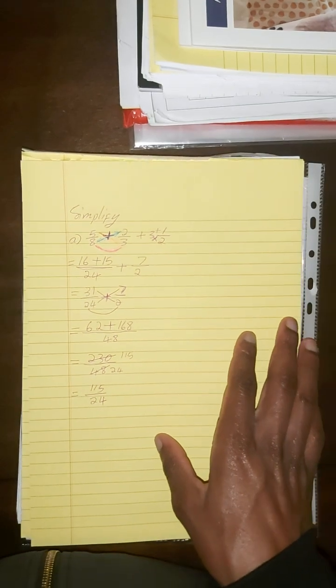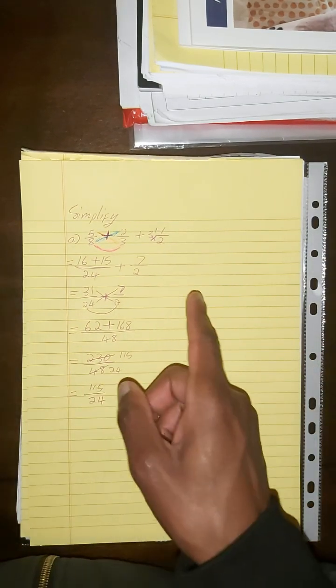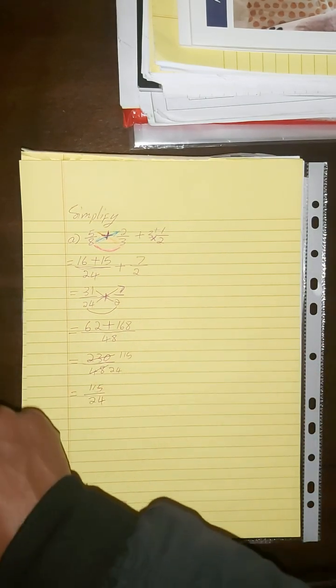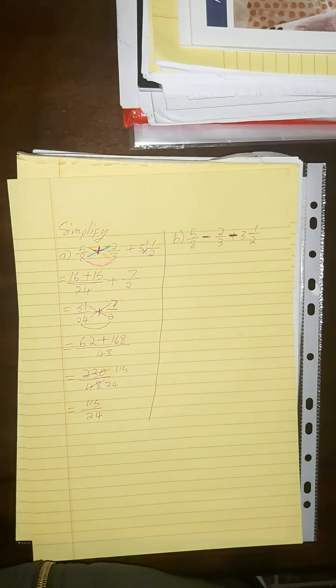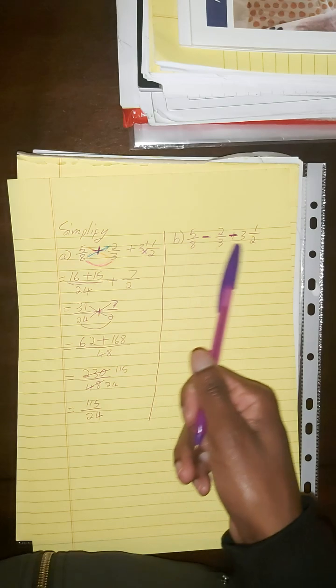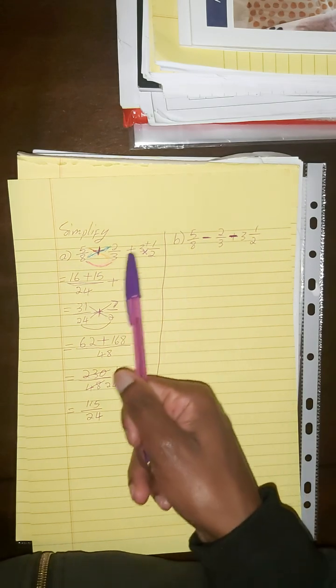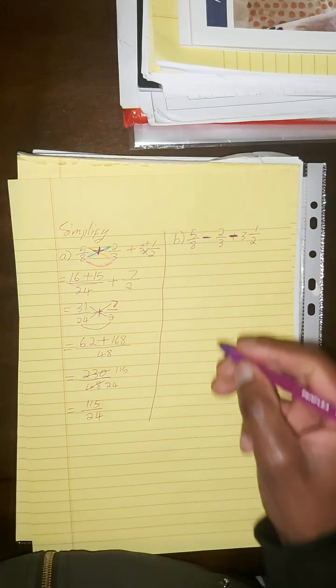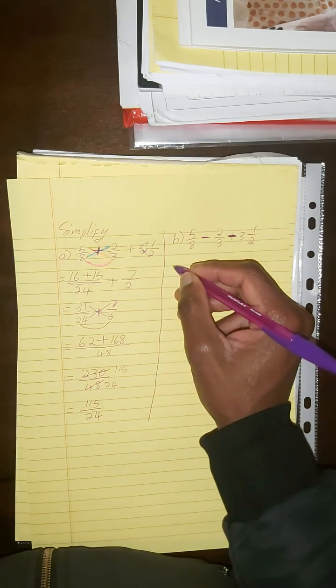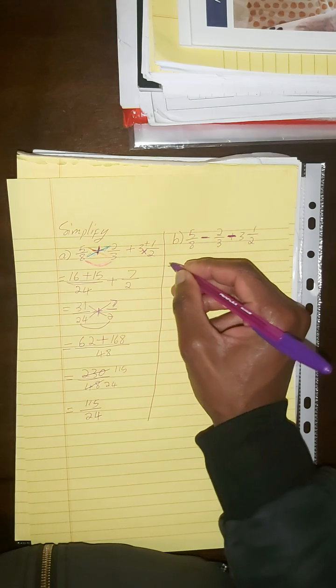Let's look at the second one now. Okay, similar to this one, but different in terms of signs. Here's another one, guys. It's the same problem as this one, but the signs are now different. Okay, so what we are going to have is this.